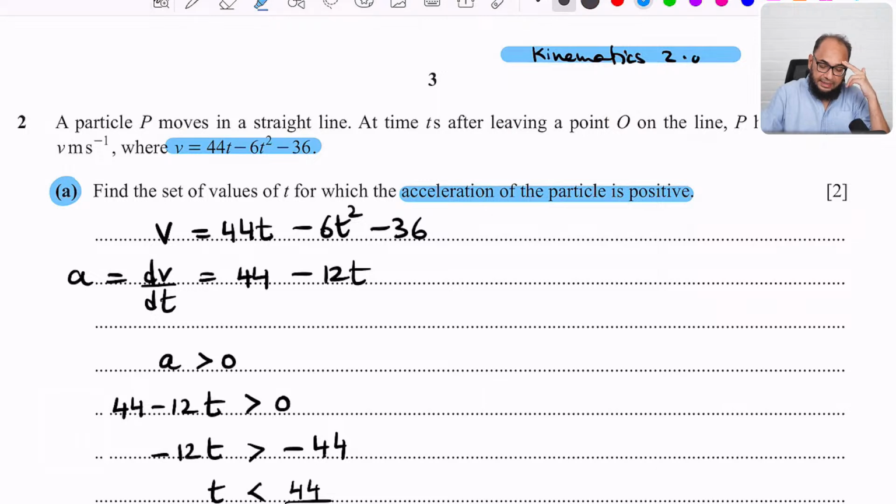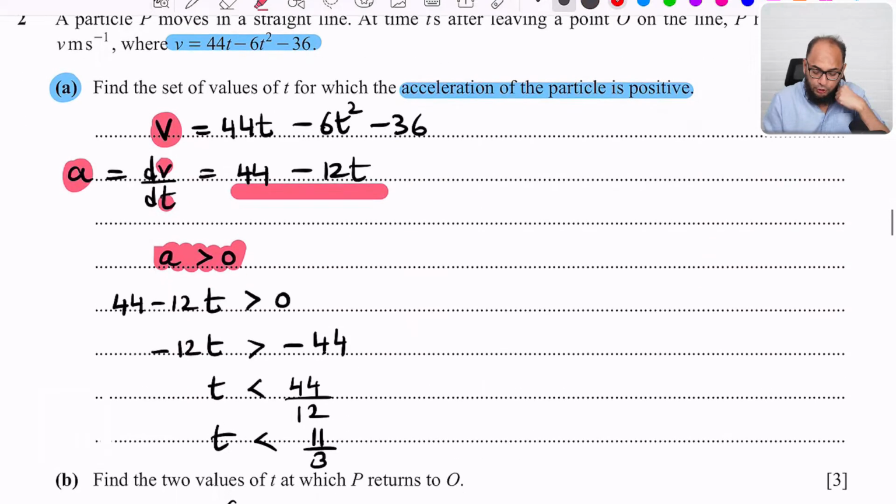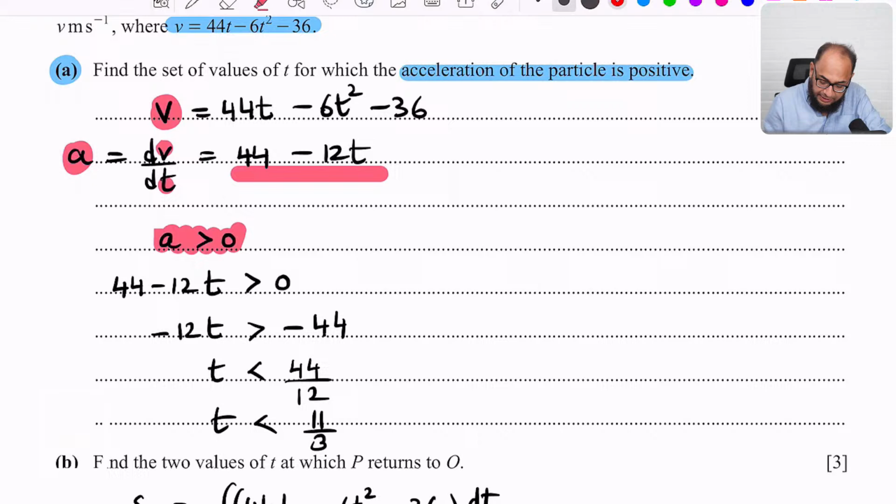So the very first thing that I get started with is this. Over here, I'll say v is given as this. Therefore, a is dv by dt. We just differentiate and we get this. a is positive, that means a is greater than 0. So 44 minus 12t is greater than 0. Therefore, t is less than 11 over 3. It's a simple linear inequality.